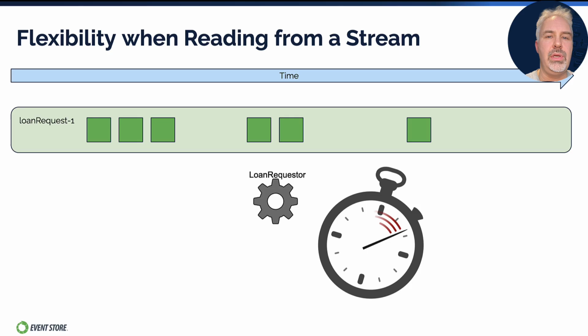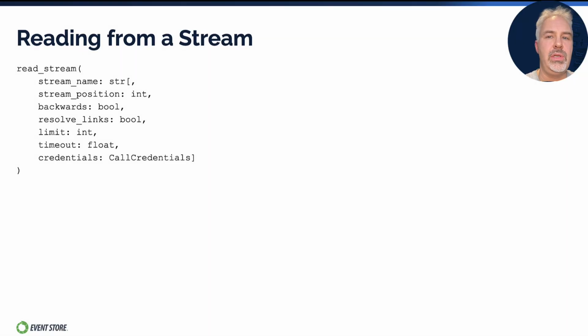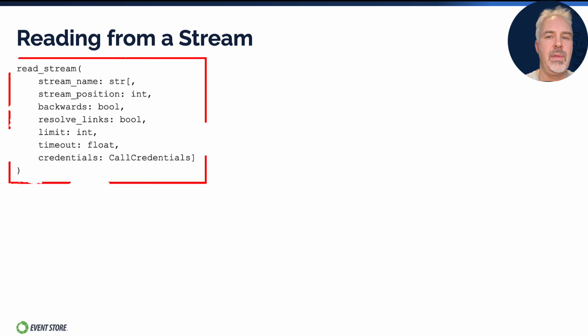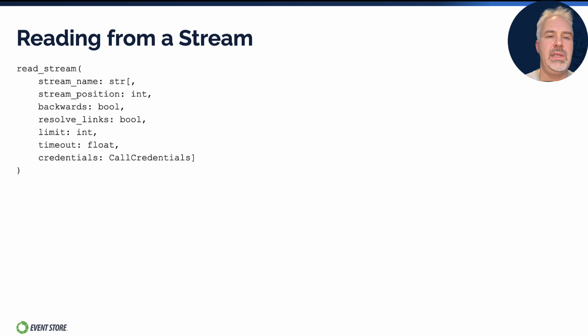Let's look at an example using Python. Suppose you want to read from a specific named stream called loan request-1. You can use the read stream method in Python. It accepts a required parameter called stream name, which is a string that references the name of the stream to read. For finer control over the read operation, you can optionally specify some other parameters. Stream position is an integer representing the event number from which to start reading. The default is to start from the beginning of the stream.